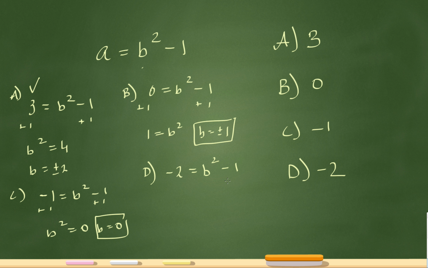B squared minus 1. Add 1, add 1. Now negative 2 plus 1 is negative 1. Negative 1 equals b squared, and b would equal the square root of negative 1. And what did we talk about before as far as real numbers go, is that I cannot have a negative under a square root. And that's the scenario here. So that makes this not a real number.